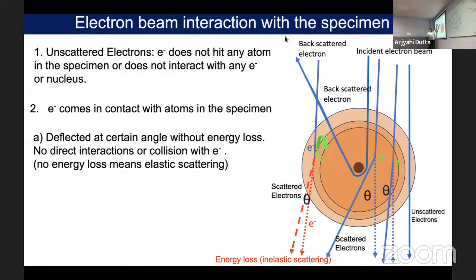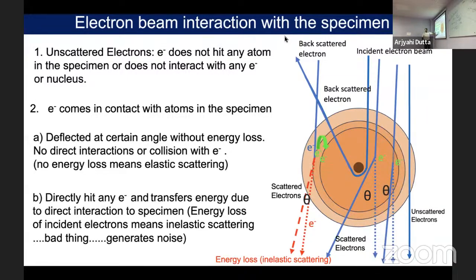But in some cases the incoming electron hits directly another electron, and then they displace this electron and lose energy. When they lose energy, that is called an inelastically scattered electron, and they are very problematic. They will create noise. Why? If we think about why: we are talking about electron energy, and we are considering all the electrons are coherent, all coming in at the same energy and giving us an image, because we are using a magnetic lens.